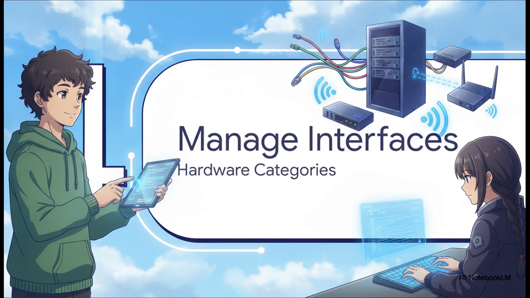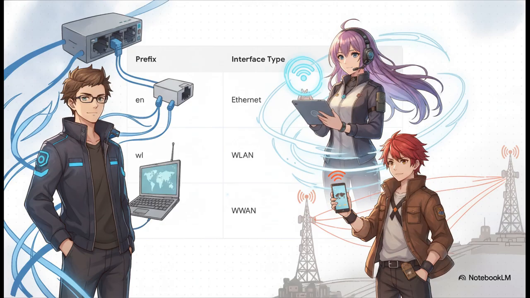Which brings us to Section 4, managing network interfaces. Let's shift our focus to the terminal and see how Linux categorizes physical hardware. The ArchWiki has this great breakdown of predictable network interface names, and it honestly takes all the guesswork out of hardware identification. When you list your interfaces, you aren't just seeing random strings of text.